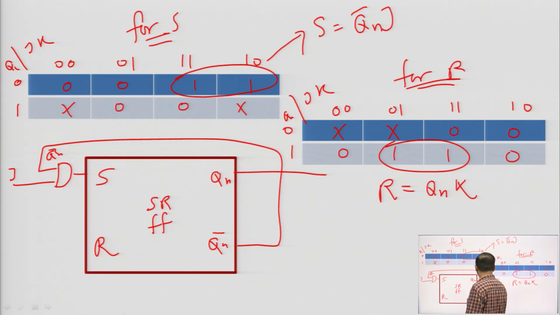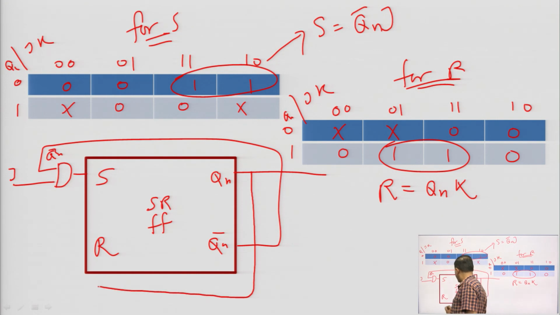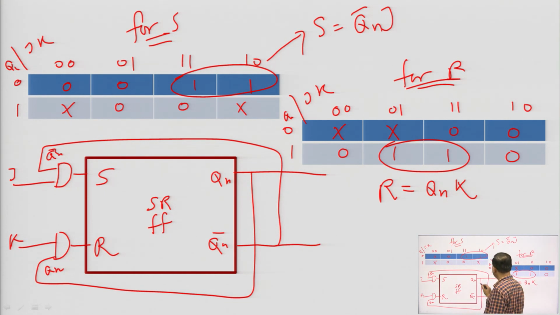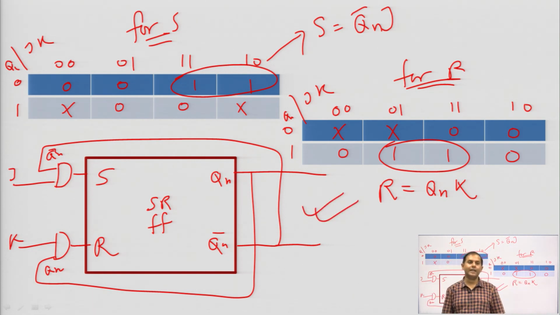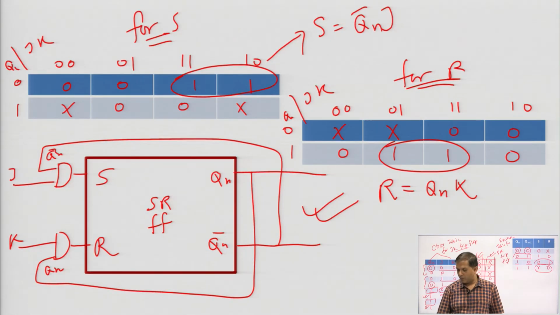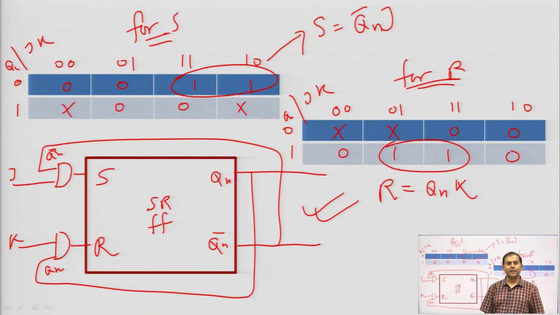And next is R is equal to Qn K. So, R will be Qn and this is K. So, this will be ANDed, and it will act as input R. Okay. So, these are very important, this is Qn and this is Qn bar. So, now this is the converted flip flop which will be acting as a JK flip flop. Okay. Our available flip flop was SR flip flop and now it will work as a JK flip flop, because the inputs are J and K. Is it clear to all of you?